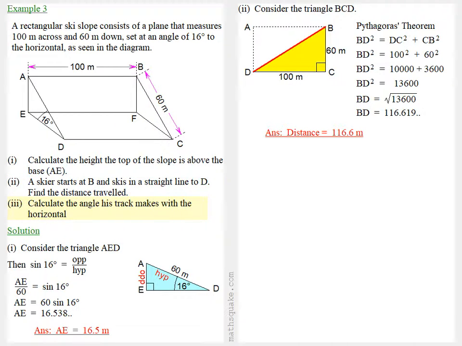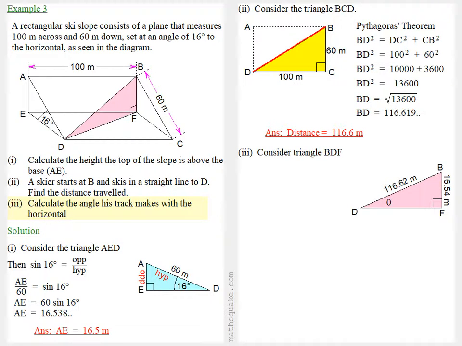Now in part 3, we're asked to calculate the angle his track makes with the horizontal. So let's consider the triangle BDF. Again, we need to draw a diagram. We want to find the angle the track makes with the horizontal, so that's the angle theta. And opposite the angle theta, we have the side BF, which is 16.54, and the hypotenuse of the triangle is 116.62. So the sine of theta is the opposite over the hypotenuse.